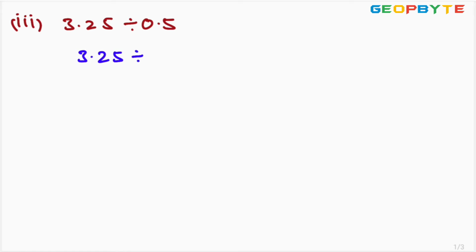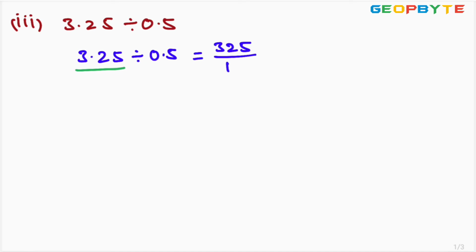We have 3.25 divided by 0.5. So here 3.25 is a decimal number and 0.5 is also a decimal number. We need to eliminate the decimal point from both the numbers. So let us consider 3.25. We need to eliminate the decimal point from 3.25. In 3.25, after the decimal point, we are having two digits. So in order to remove the decimal point, we need to divide with 100.